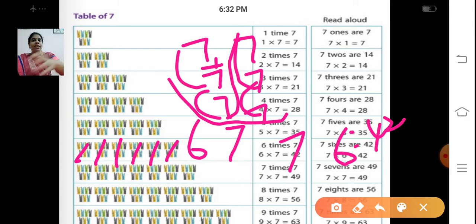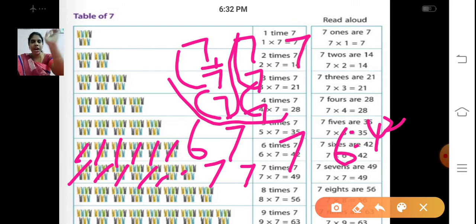Next, 7. Just see here. Here we have 7 groups. In each group we have 7, right? So 7 sevens are, already we have 42 till this. Now again we are going to add one more 7. 42 plus 7. 7 sevens are 49.